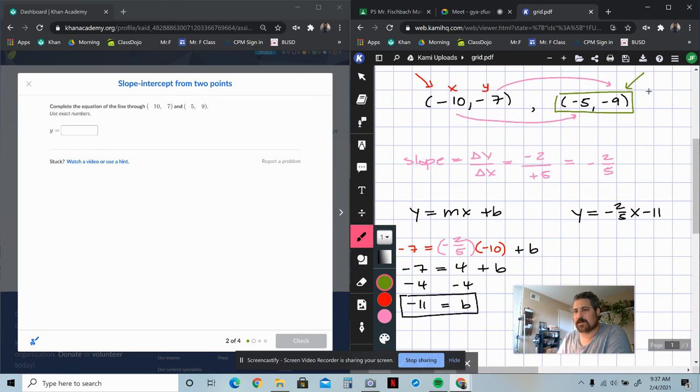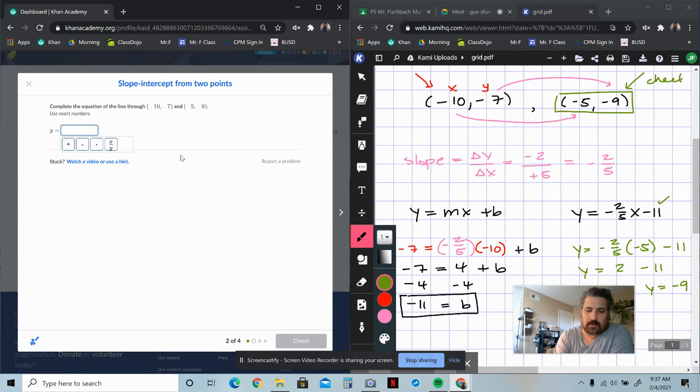Okay, so I'm going to check with this. We'll do a little check, see if it works. So when x is negative 5, y should be negative 9. Let's see if it is. So y equals negative 2/5 times negative 5 minus 11. Well, negative times negative is a positive. 5 goes into 5 once, so that's going to be positive 1 times 2, which is 2. So y equals 2 minus 11. And what is 2 minus 11? That's going to be negative 9. So when x is negative 5, y is negative 9. It works. We verified that that is on the line, so now we know that this equation is correct. We've proven it to work.